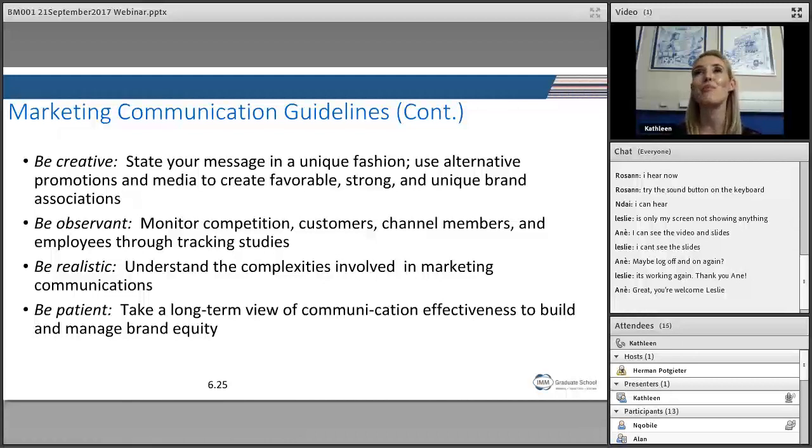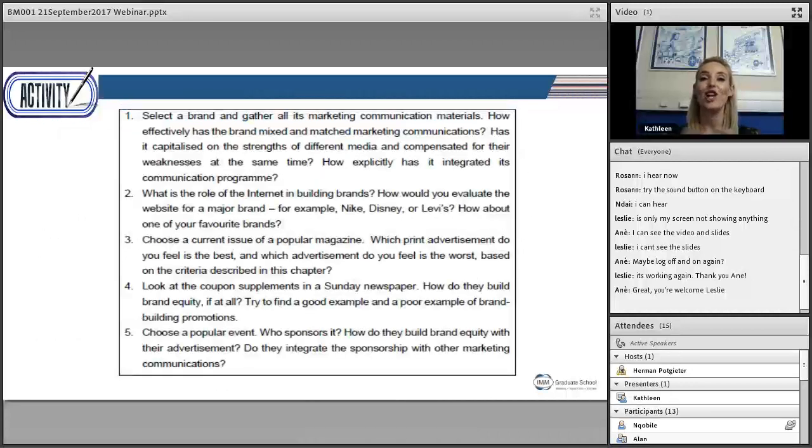We can have the most fantastically well-designed brand equity marketing communications program, but it is going to take a long time for us to establish brand equity. So we have to be realistic in our expectations of how successful our programs are going to be, and then we also just need to be patient because brand building is a long-term process. Although sales promotions might get us a lot of sales in the short term, that doesn't equate directly to building brand loyalty and brand equity.